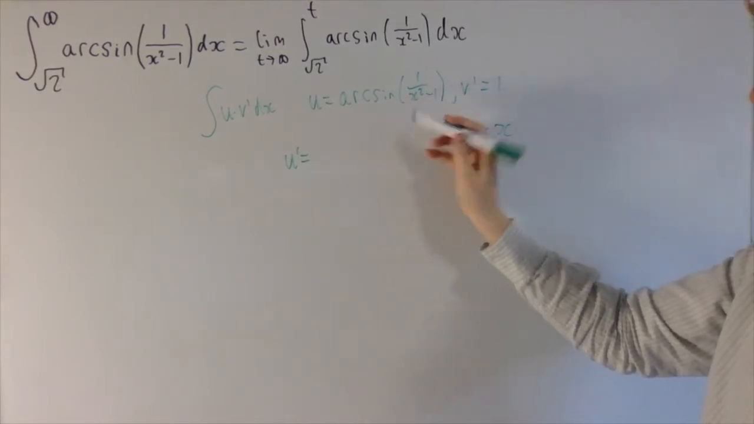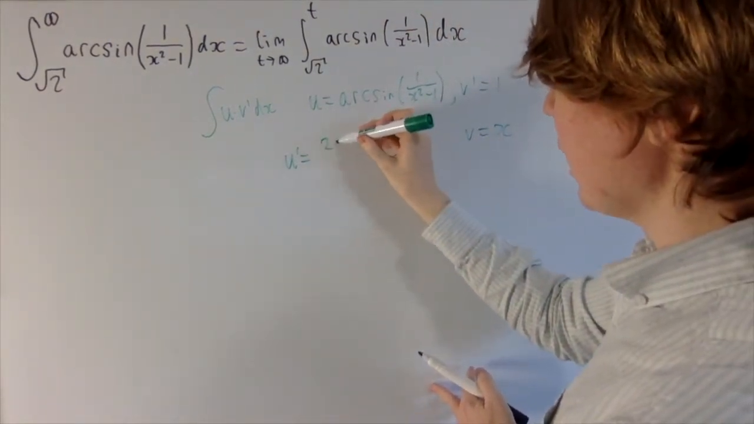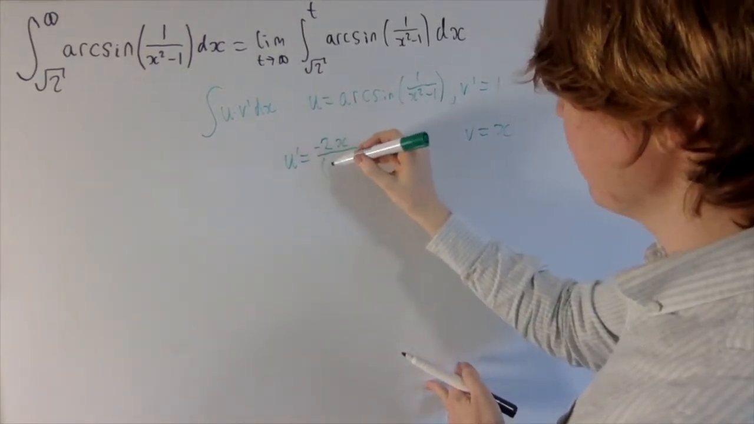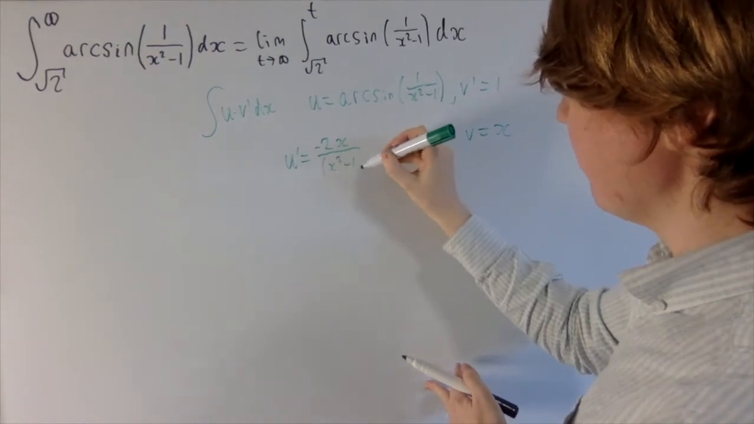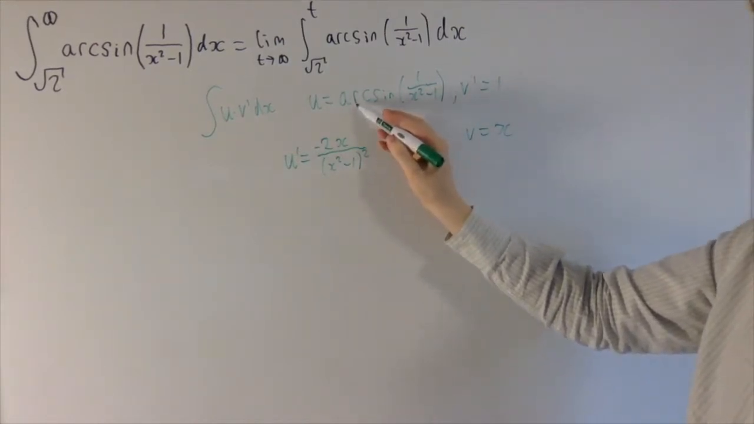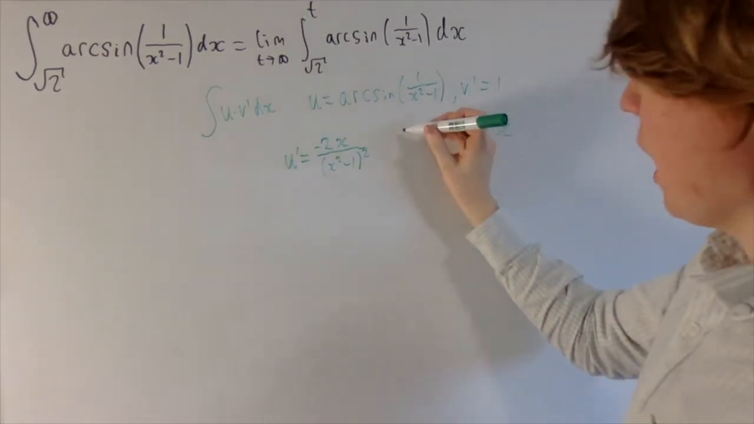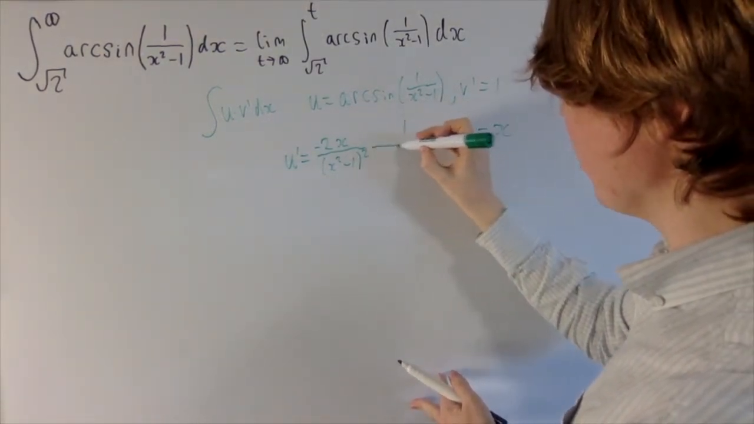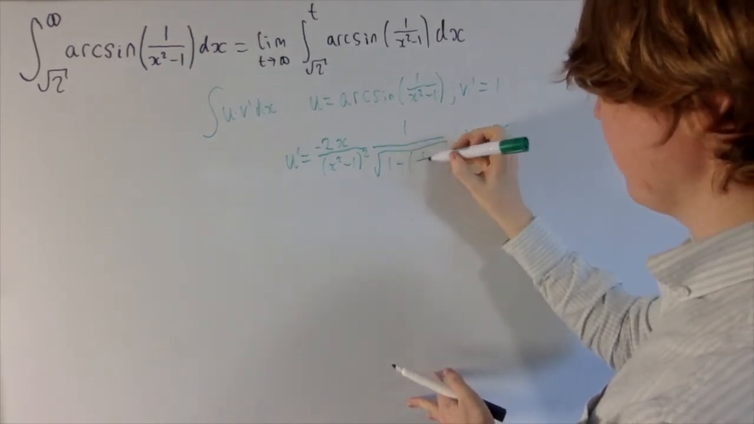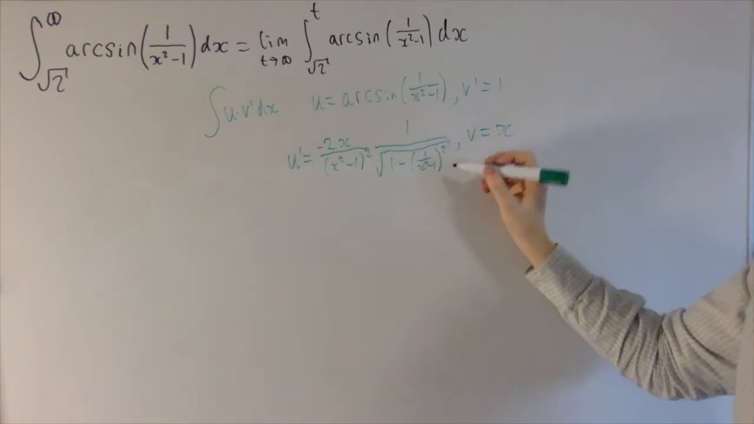So let's differentiate the innermost function first. If we differentiate 1 over x squared minus 1, you'll get minus 2x over x squared minus 1 all squared. And then we need to multiply this by the derivative of arcsine, where we leave the inner function alone. And when you differentiate arcsine, you'll get 1 over the square root of 1 minus your inner function squared.